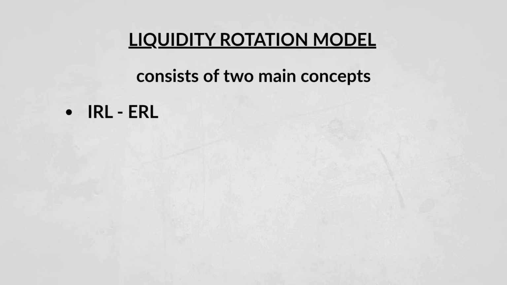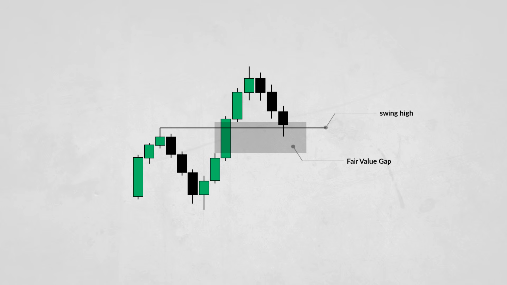The liquidity rotation model consists of two main concepts. The first one is the internal range liquidity to external range liquidity, and the second is swing highs and swing lows. These two concepts can be combined to give you a perfect reversal point with a very high win rate.